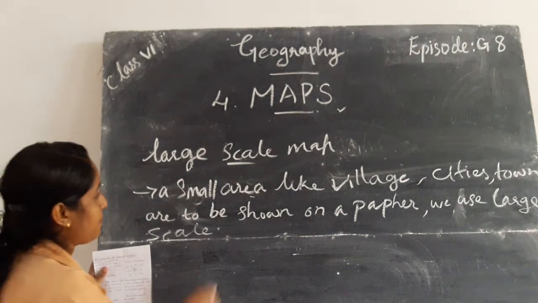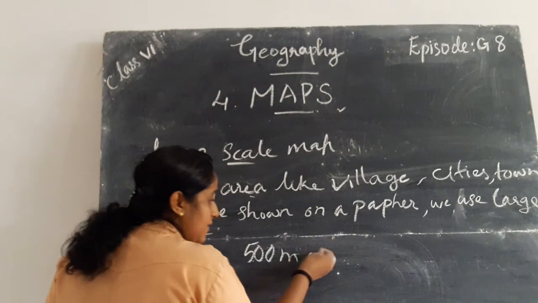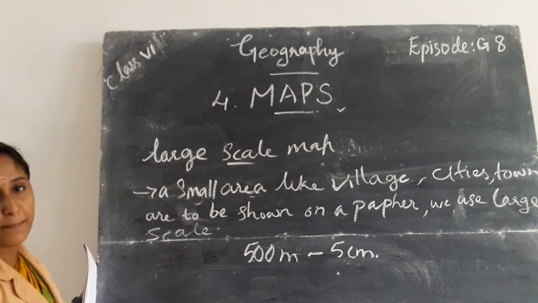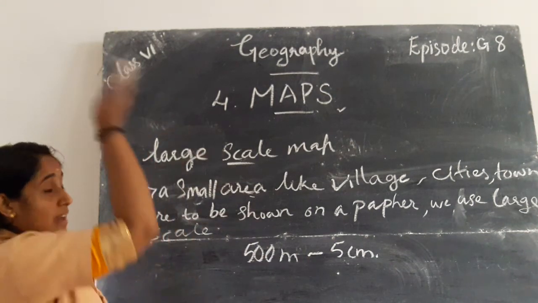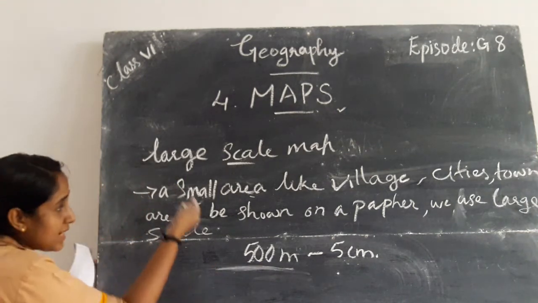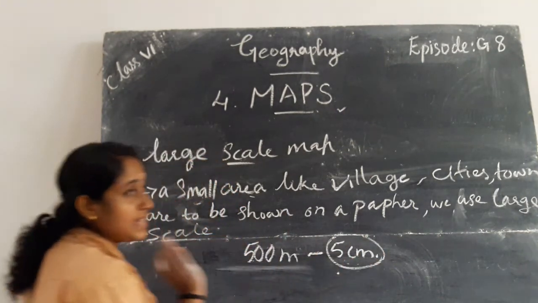For example, if it is 500 meters in real, we use 5 centimeters on the map. In a large scale map, we show a real distance of 500 meters of a smaller area as 5 centimeters on the map.